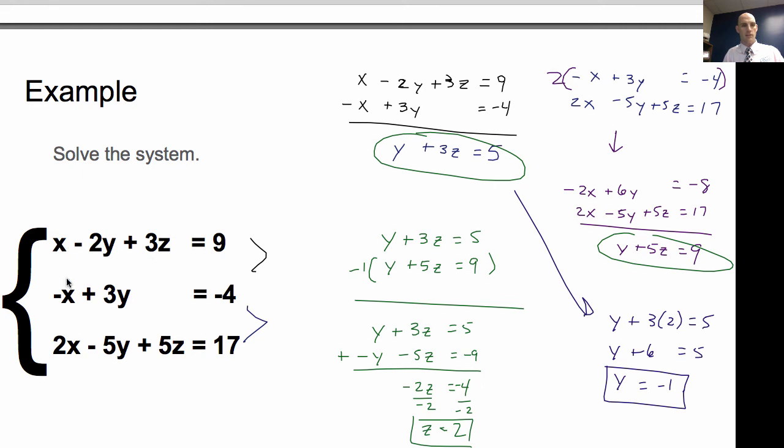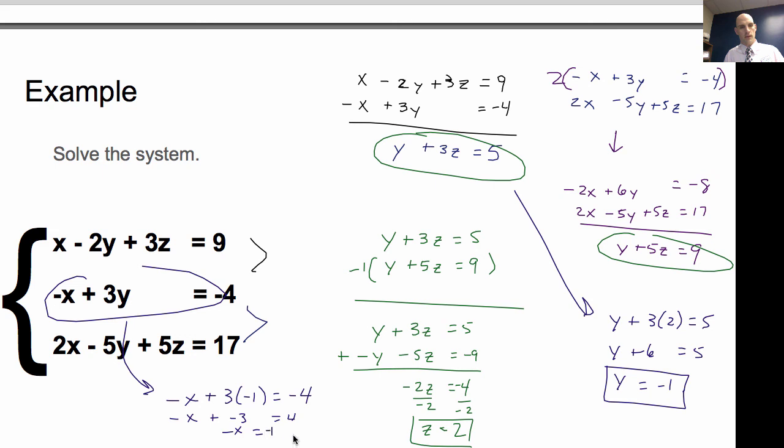Now I can use any of these equations to find my answer, so let's just pull out this one. I've got negative x, and it just has two variables. That's why I picked it. So negative x plus 3 times negative 1 equals negative 4. Negative x plus negative 3 equals negative 4, so negative x equals negative 1, and so x is equal to 1.